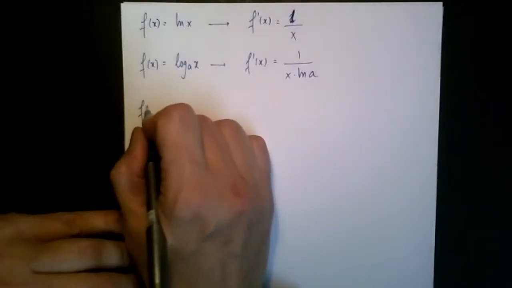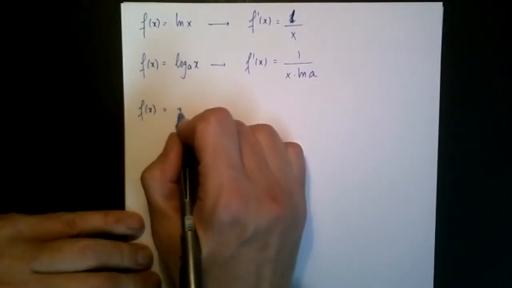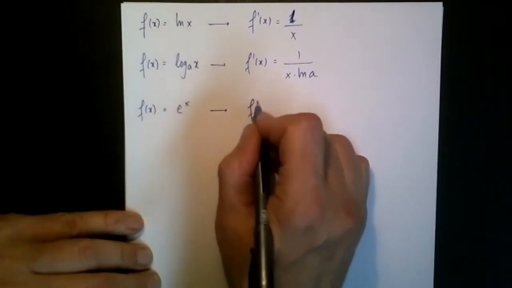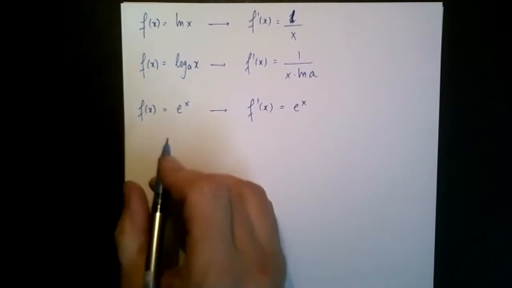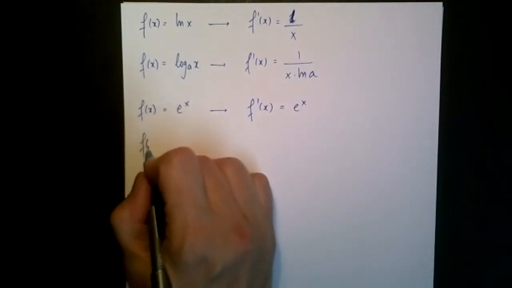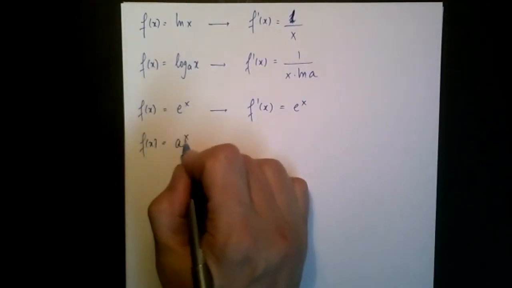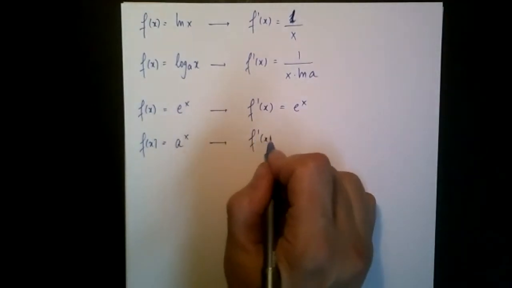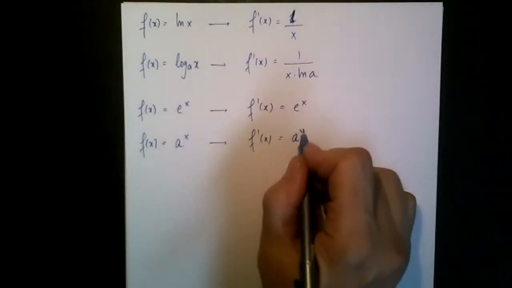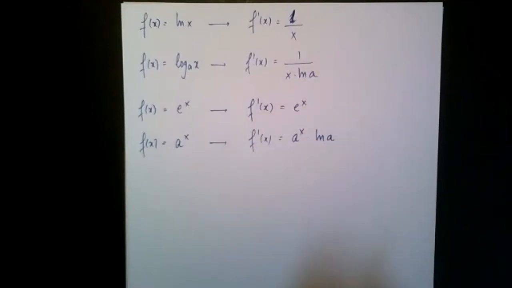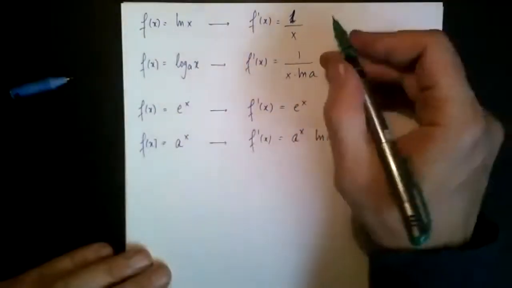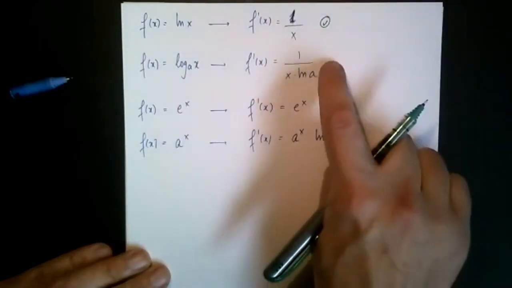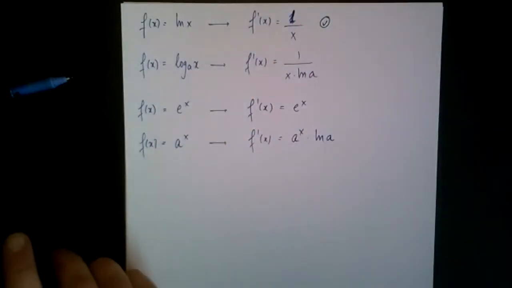And then we're going to prove after that if f of x is equal to e power x, then f prime of x is just e power x. And the last thing is that if f of x is any number a power x, then the derivative will be a power x times ln of a. So this is what we're going to prove. So let's prove these ones now.